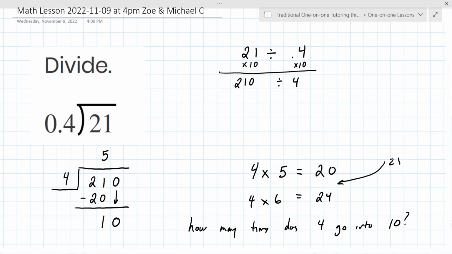I have one question about that. Yes. Do we always have to put the 0 down? You always have to bring the number down. Whatever the next number is, you bring it down. If it was 5, you'd bring a 5 down. Oh, okay. Whatever that number is, you bring down. Okay, got it. So how many times does 4 go into 10?